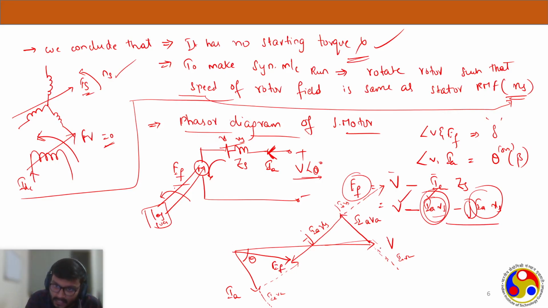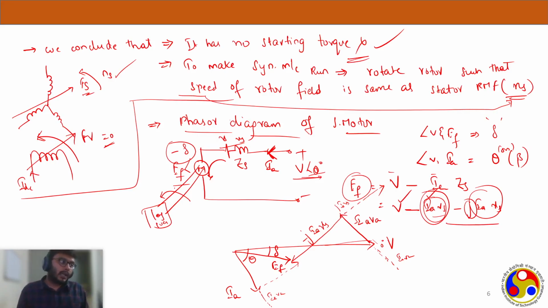Now, if V is at 0 degrees, the angle between them will be delta. That's what we said. EF will be at an angle of minus delta, right? If V is at 0, EF will be at minus delta because it is always below V. Now this is the condition for a motor. In any phasor diagram of a synchronous motor, EF will always be below V. EF is V minus the IARS and IAXS drops. If we subtract the resistance drop as well as the impedance drop, we get the excitation voltage here.